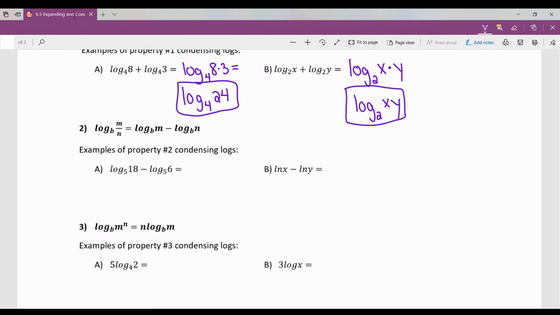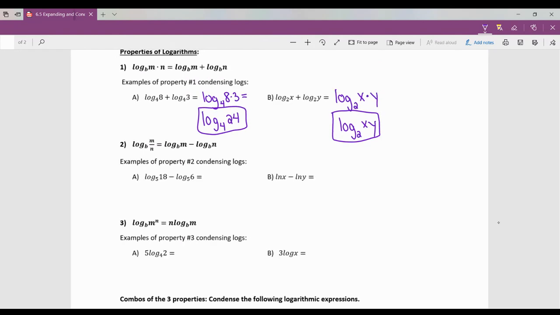All right, so we have a subtraction problem for letter A. I can condense it: log base 5 of the first one, 18, divided by the second one, 6. And now I say, well, I can simplify that. Log base 5, 18 divided by 6 is 3. That's my final answer.